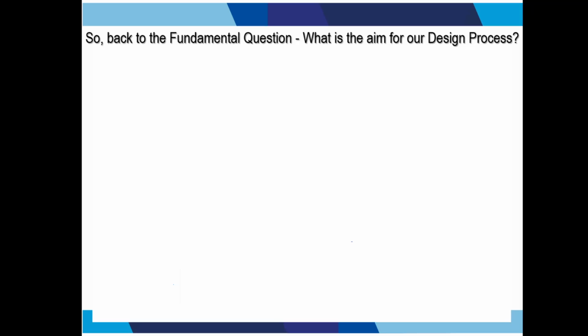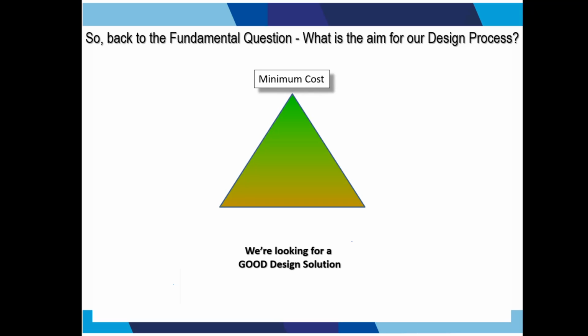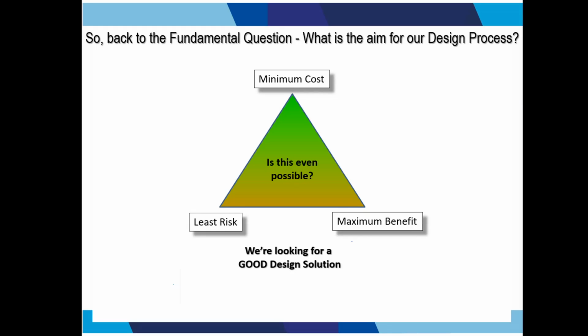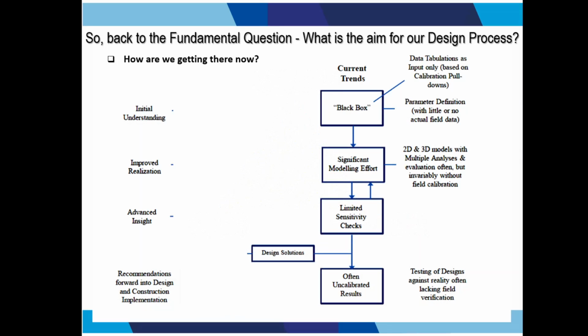So back to the fundamental question, which we asked at the start. What is the aim for our design process? We're looking for a good design solution at minimum cost, with maximum benefit and least risk. But is this even possible? How are we getting there these days? Often we're doing more modeling than perhaps we should do for the data that we have available. So what are we doing wrong? We're often creating an illusion of having achieved good modeling, but lack field verification.